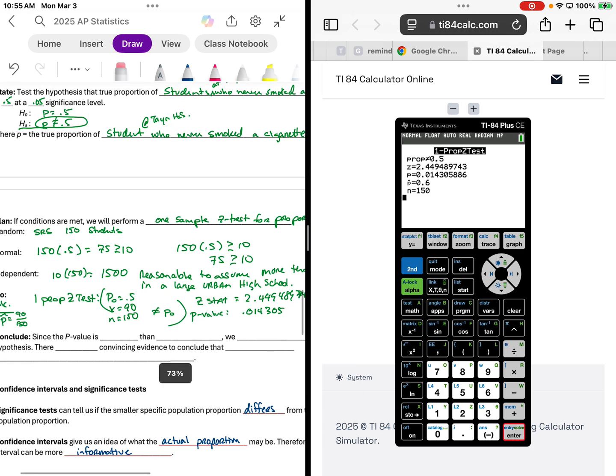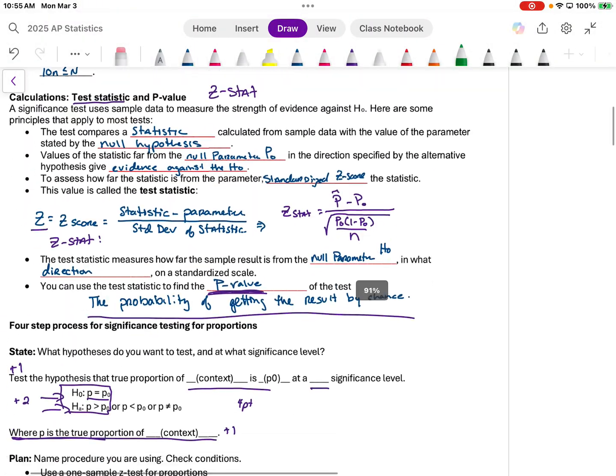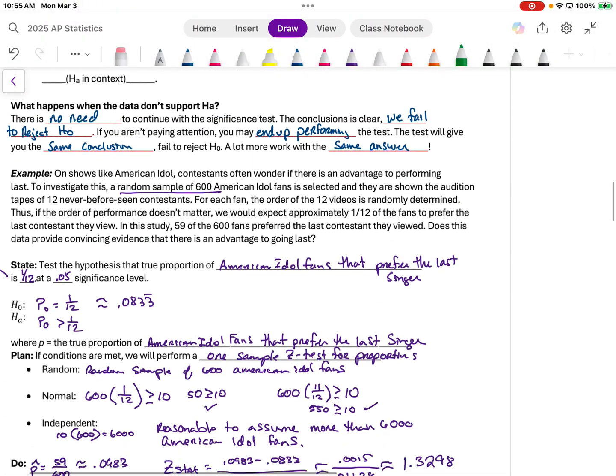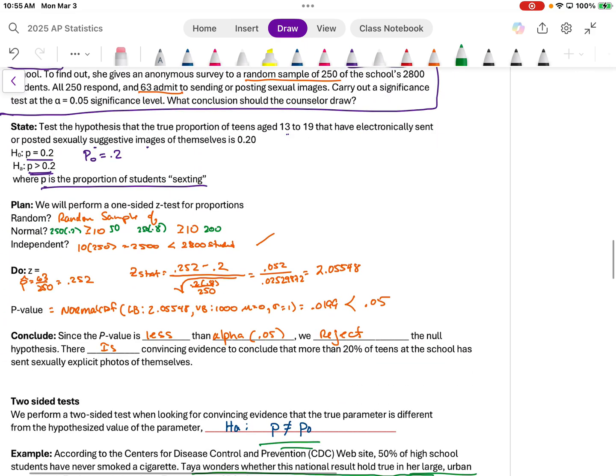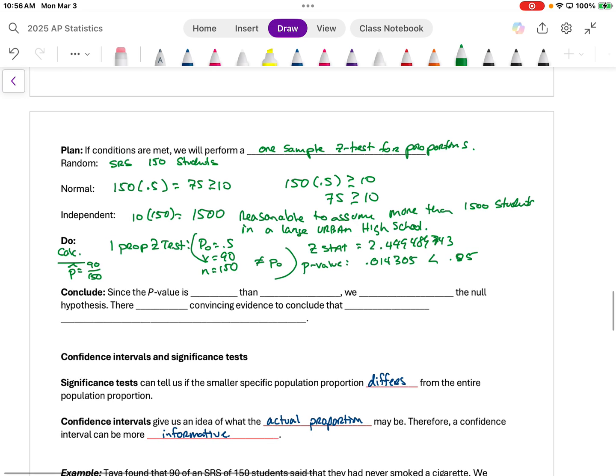Okay. So now we get to look at it and make a decision. And we compare. Whenever I zoom back out like that, it always messes it up. I compare that to 0.05. 0.014 is less than 0.05. So since the p-value is less than 0.05, we reject the null hypothesis.